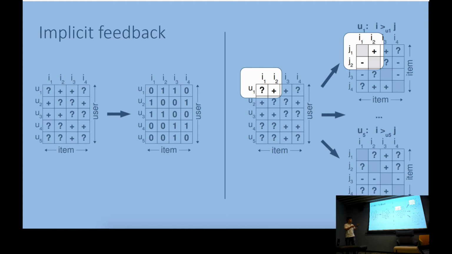In the original form, you have pair data, user and item, and then in the new form of data, you have triplet data: user, positive item, and negative item. So this is the type of data that we are dealing with now.